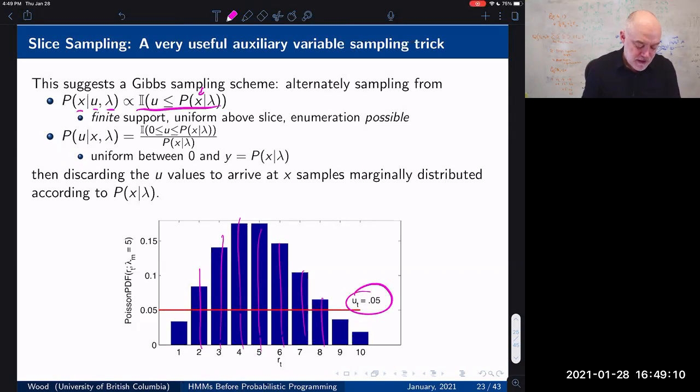And then you have a conditional distribution of u. You take the value that you have, and you draw from that distribution. There's a uniform distribution basically under that value. So you're going to draw somewhere here, and then you're going to draw a new slice, and then enumerate, and so on and so forth. Then you just discard the values of u, and you get x samples marginally distributed according to p of x given lambda. But you will never have had to enumerate the infinite set of values.